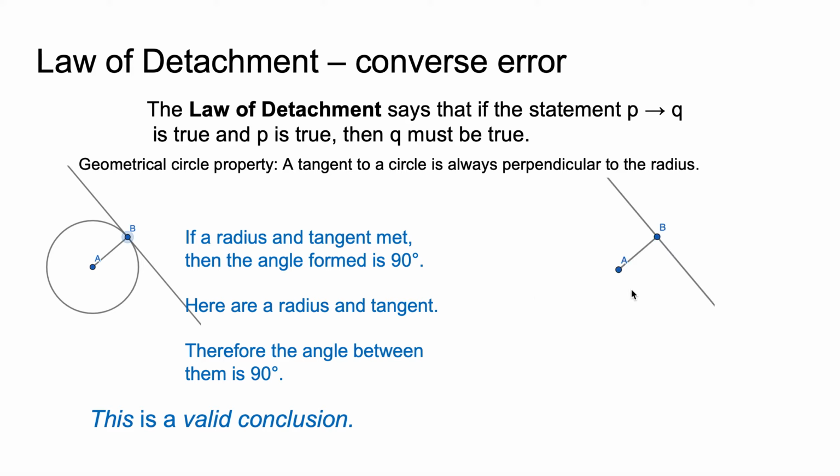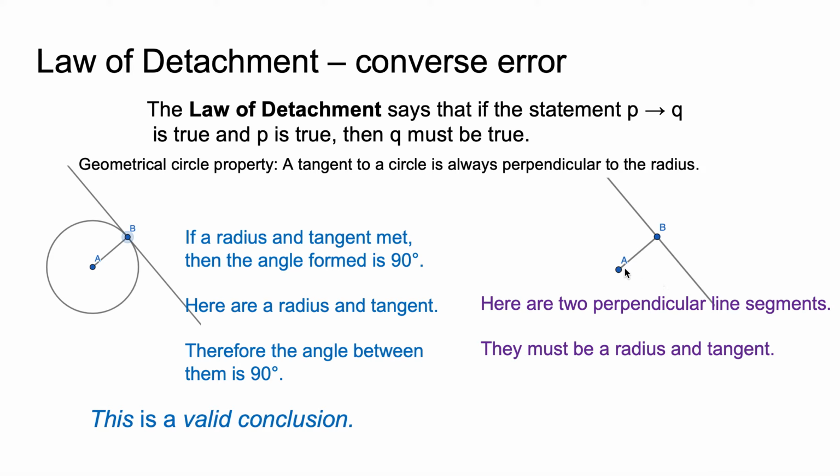However, if we say, okay, here's a line segment and here's a line, or a line segment, doesn't matter, they are perpendicular. So we're looking at Q there, the angle formed is 90 degrees. Therefore, they must be a radius and tangent. That is invalid logic. If P then Q applies to both of these, but the first goes P, then Q, and this one goes Q, then P. It has to go in the right order to be valid. You have to start with a hypothesis and finish with a conclusion.